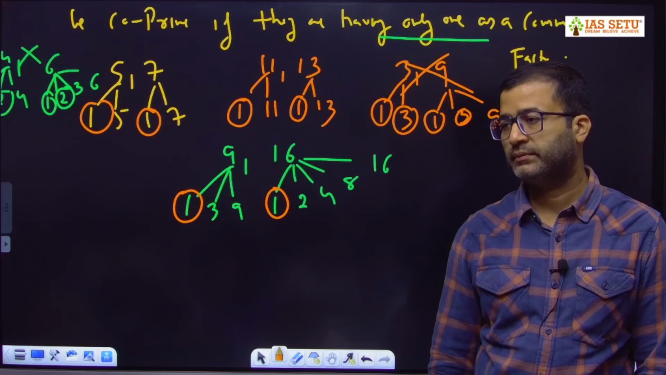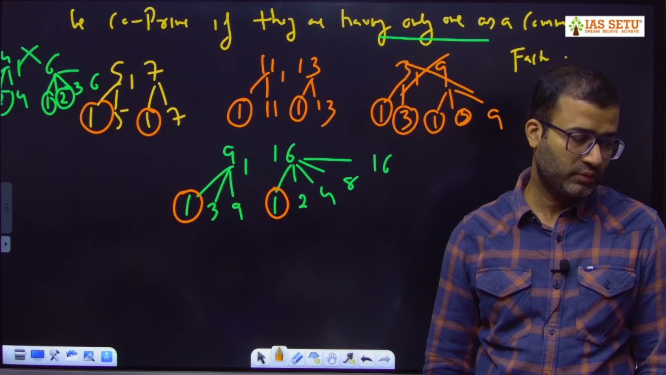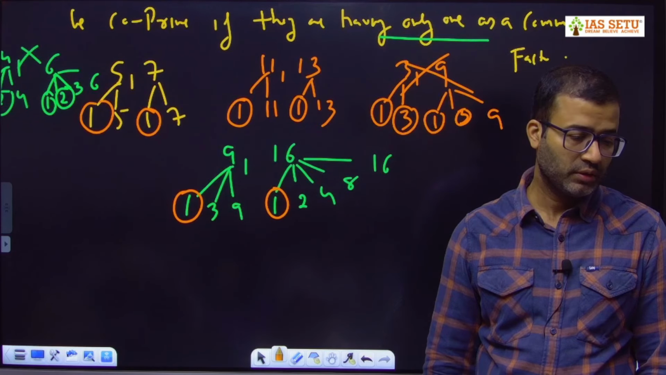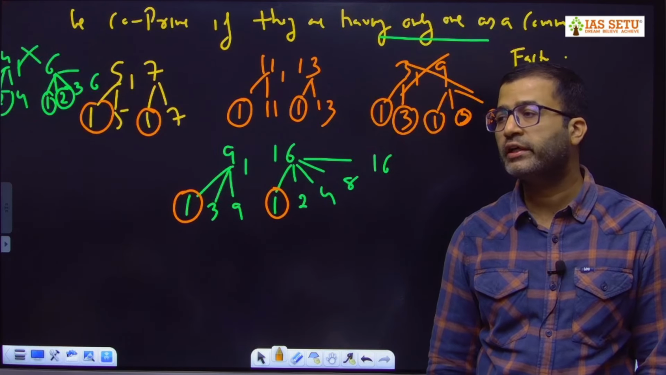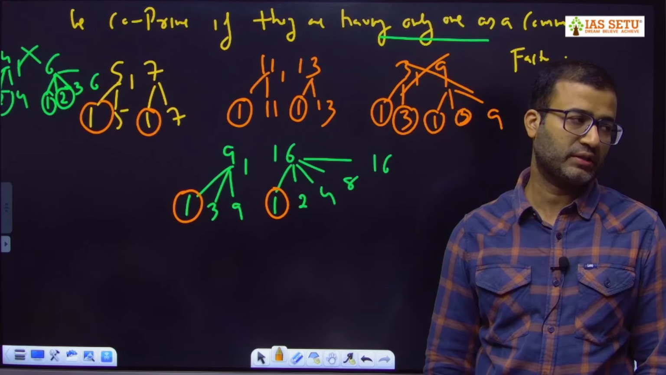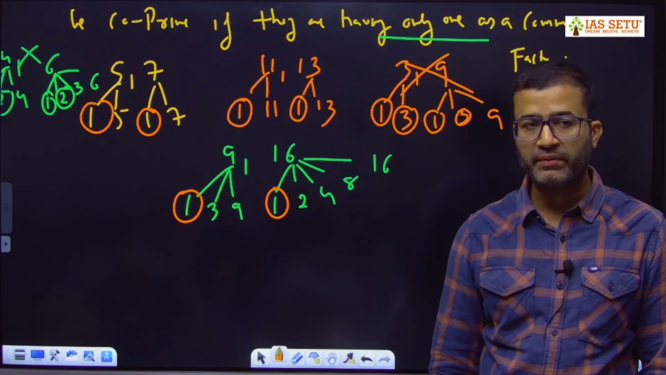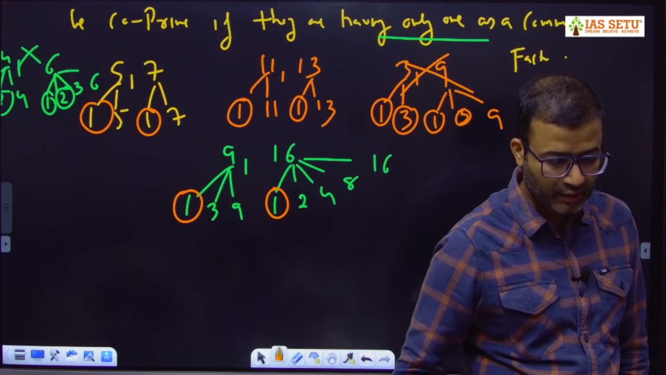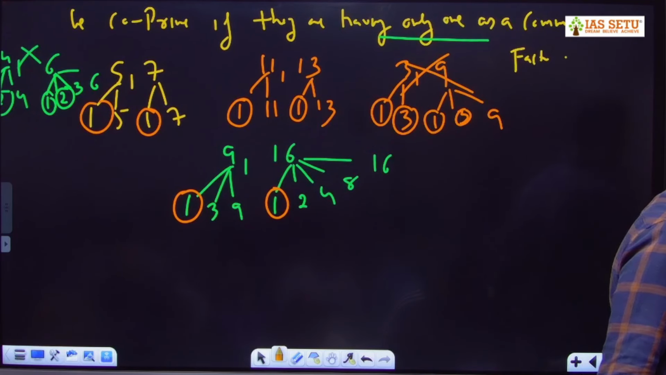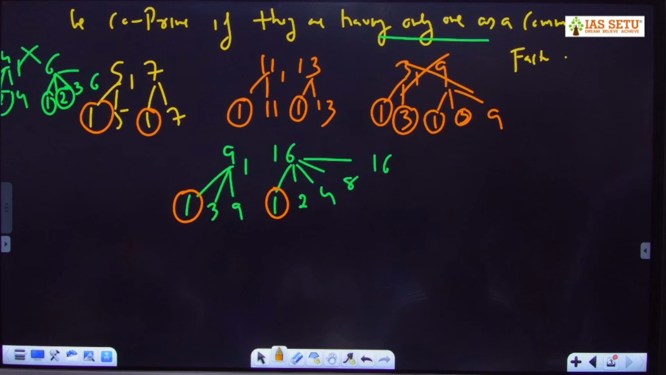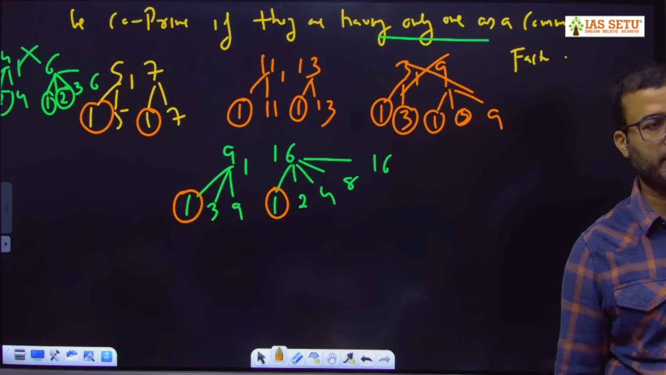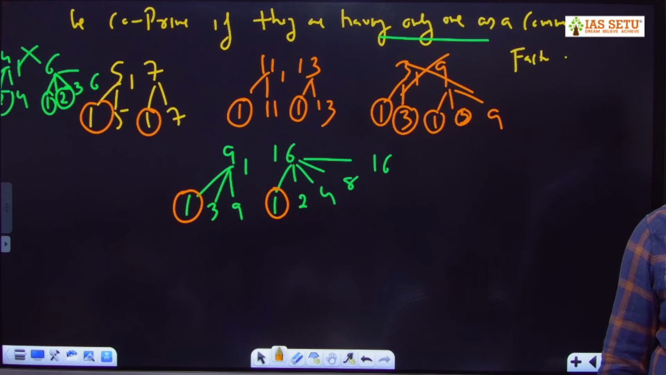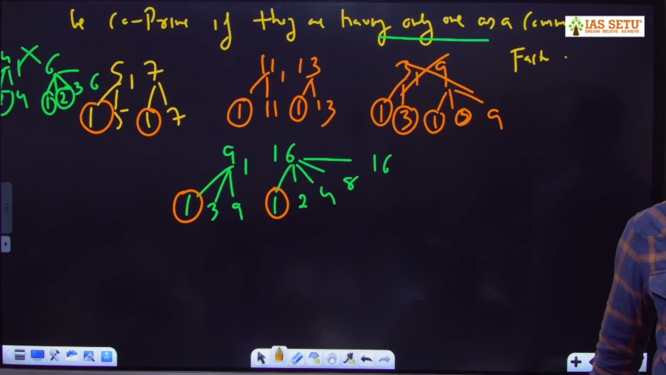Provided that they are having only one as a common factor. Prime numbers are necessarily co-prime, but composite numbers can also be co-prime, provided that they are having only one as a common factor. So it is not necessarily only prime numbers that are co-prime. Composite numbers can also be co-prime.